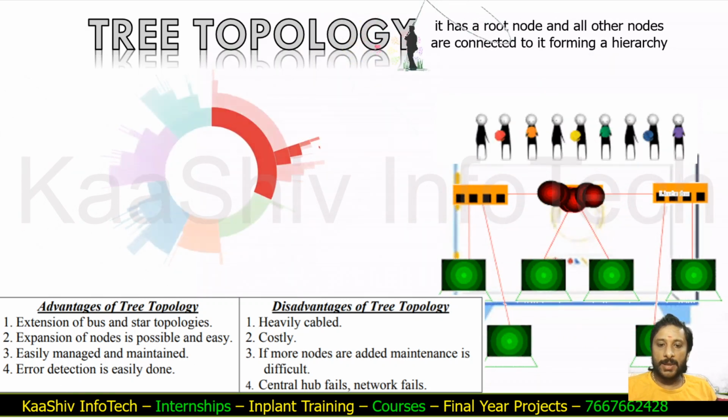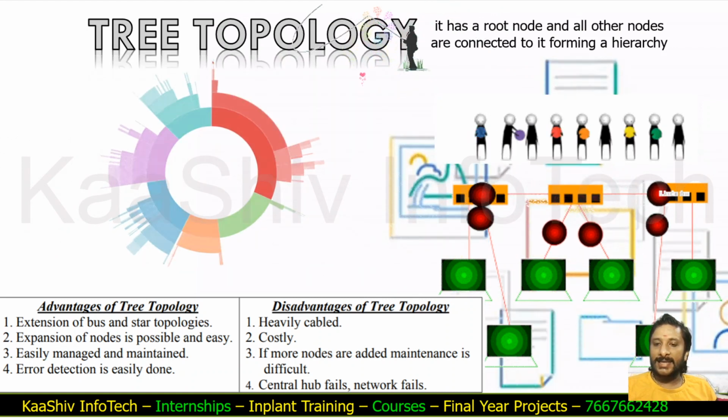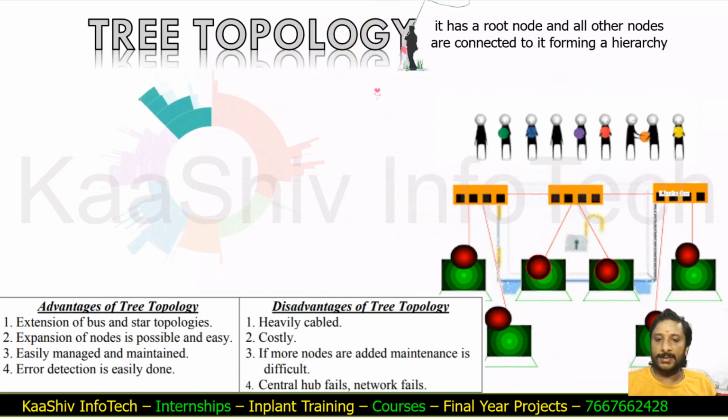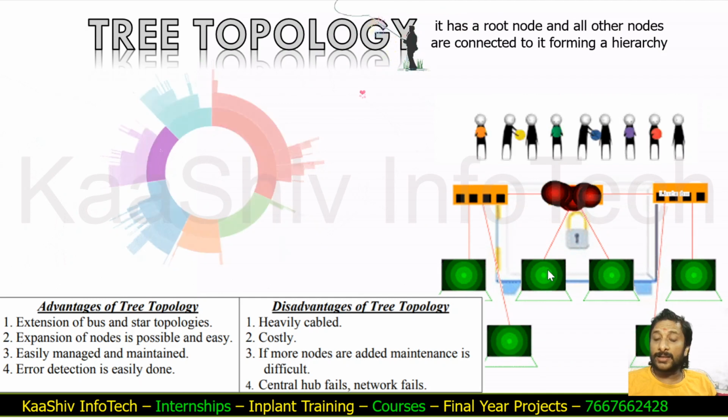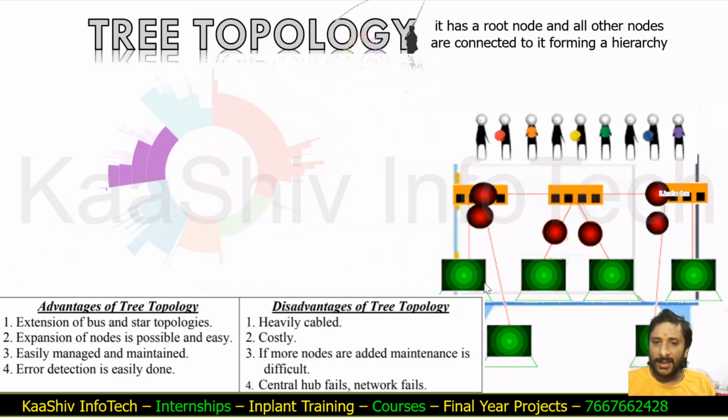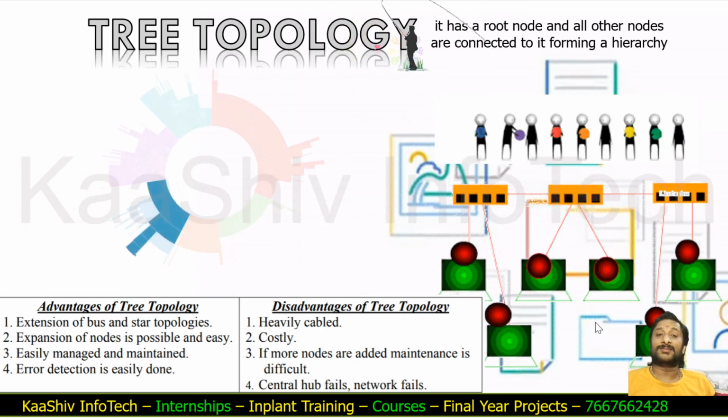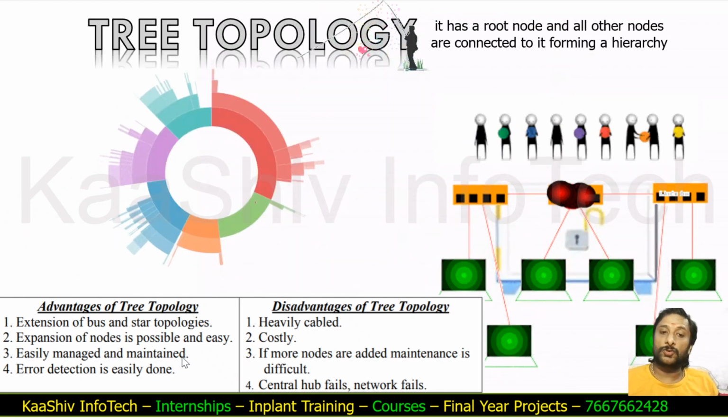Easily managed and maintained. So we can easily manage and maintain things. That's good. Error detection is easy. So we can find the error. Hey, where is the problem, man? I can easily find the errors. That is the advantage of tree topology.